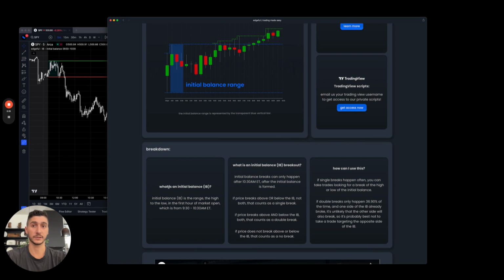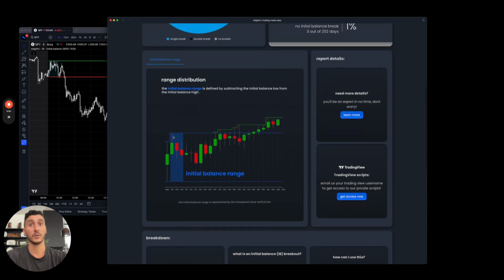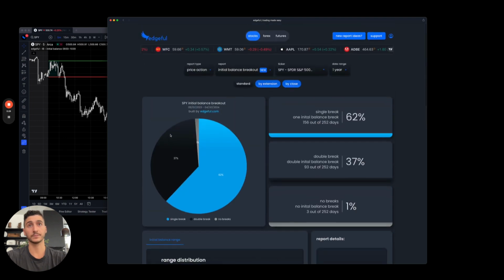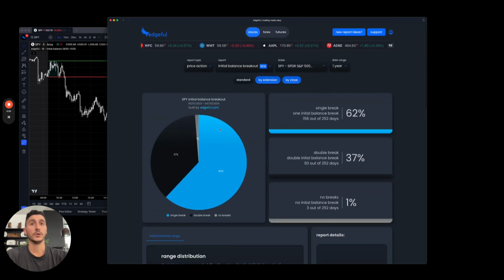We have this explainer. What is an initial balance? We also have a visual representation just to show you that this is the initial balance, this is the low, this is the high of that first hour. So you can see that looking at SPY in the trailing 1 year, this report will show you that 62% of the time, one side of the initial balance will break after it is formed.